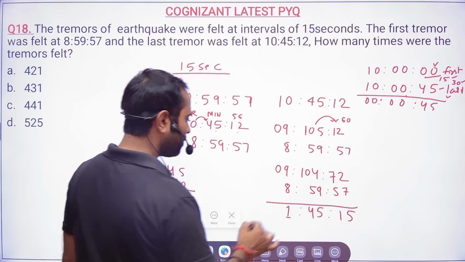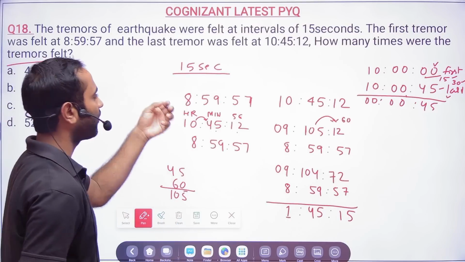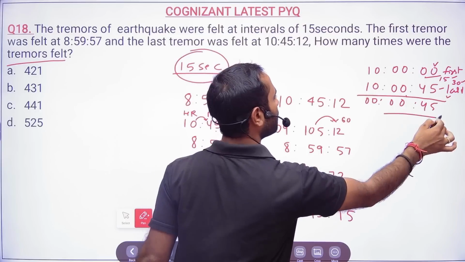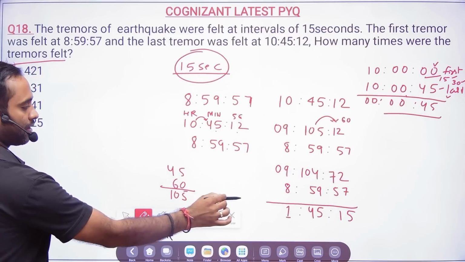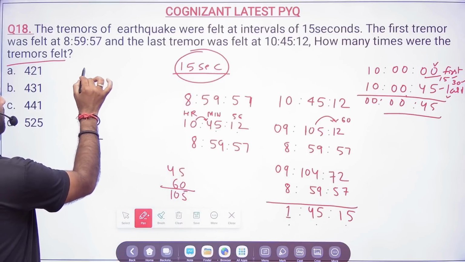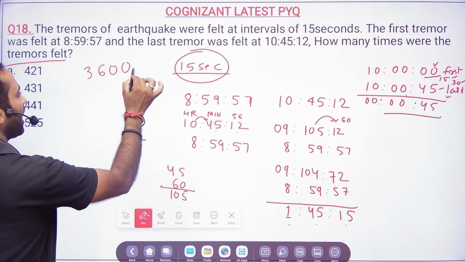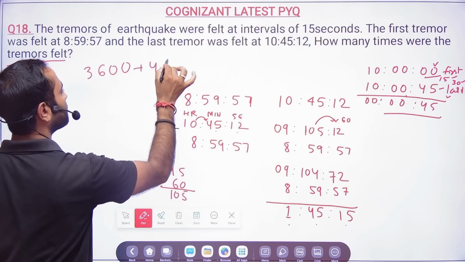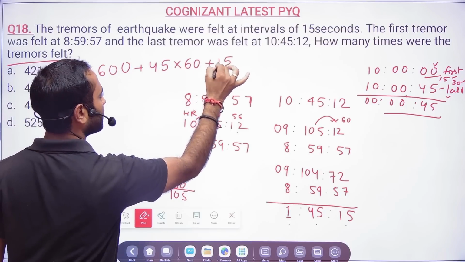Okay, now we have to tell how many tremors were felt, and the tremors were felt every 15 minutes. So we will be dividing this by 15, but this is now in hours, minutes and seconds. In 1 hour there will be 3600 seconds. I am converting everything into seconds. And then in 45 minutes, how many seconds will be there? In 1 minute there are 60 seconds, so 60, and plus 15 here.